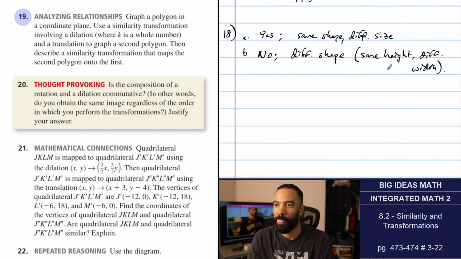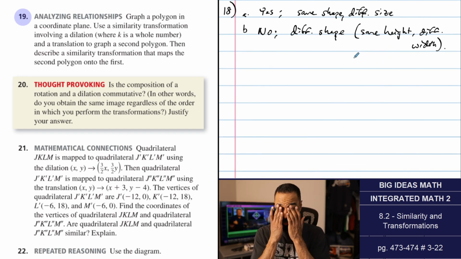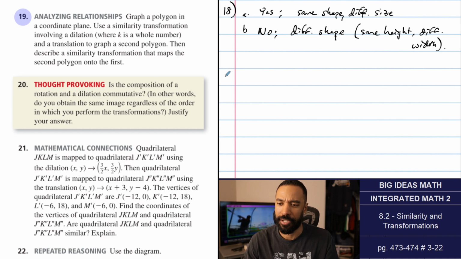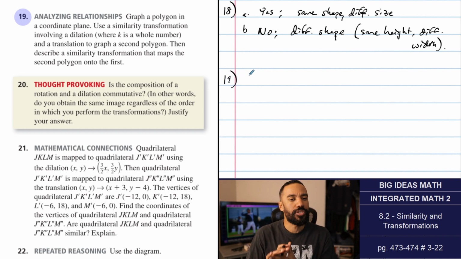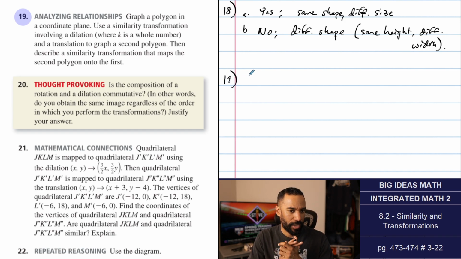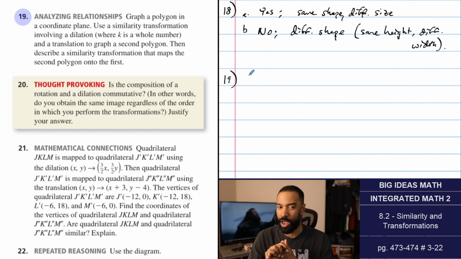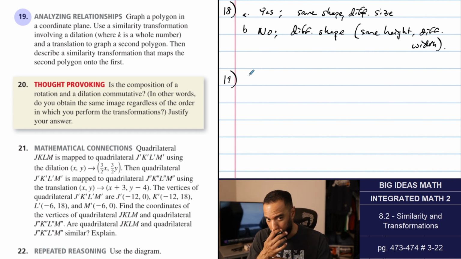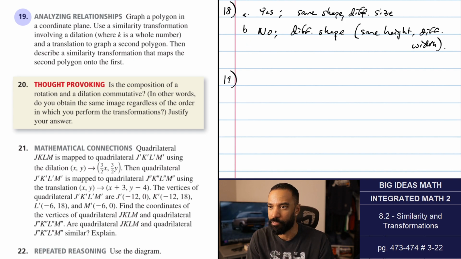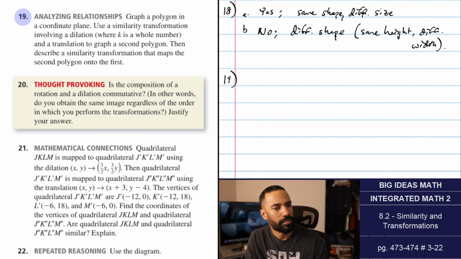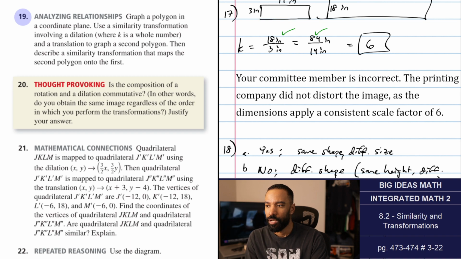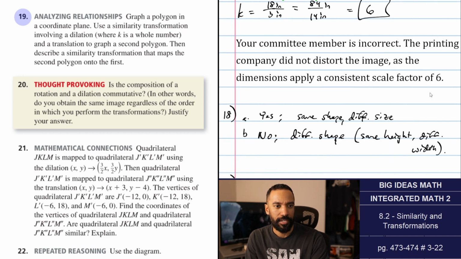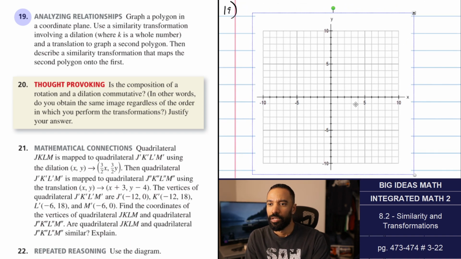All right, here we go. Number 19. Graph a polygon. Oh, my eyes. Graph a polygon in a coordinate plane. Use a similarity transformation involving dilation, where k is a whole number, and a translation to graph a second polygon. Then describe a similarity transformation that maps the second polygon onto the first. Oh, onto the first. Oh, okay. So open-ended, I guess.